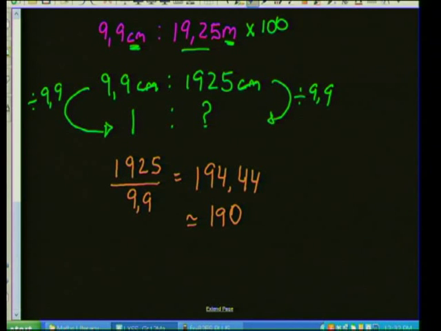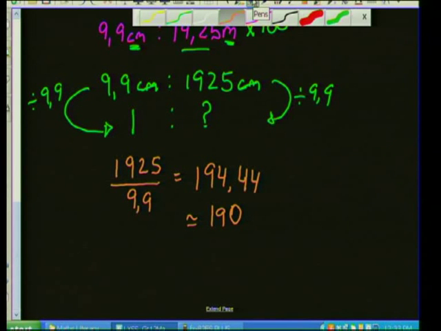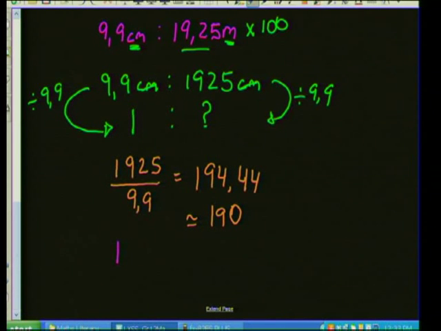And then I need to write it in that way that they wanted it. So my answer is actually, let's go back to our pink pen, my answer is actually 1 to 190. And remember, no more units. We don't need the units because it's 1 centimeter is 190 centimeters, 1 meter, 190 meters, etc., etc. And that's our answer.